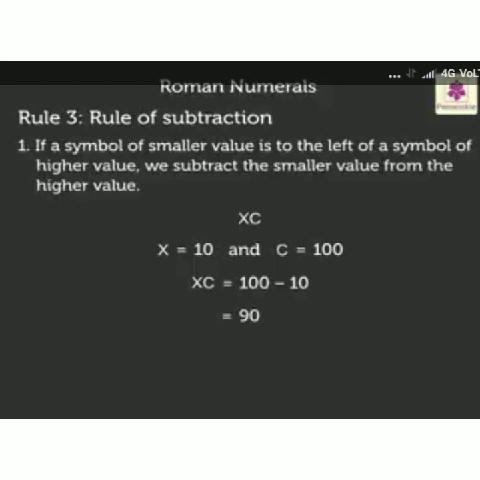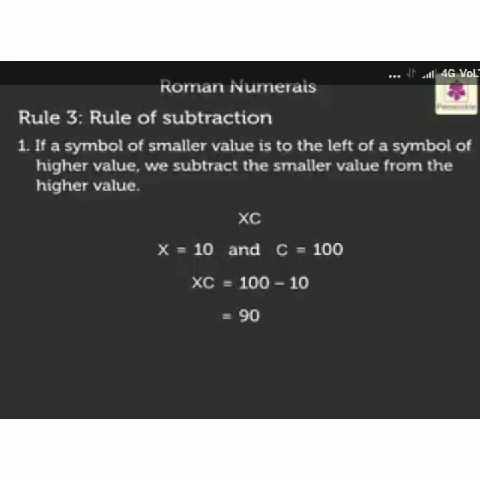Next, the third rule of subtraction. When the symbol of smaller value is to the left of the symbol of higher value, we subtract the smaller value from the higher value.